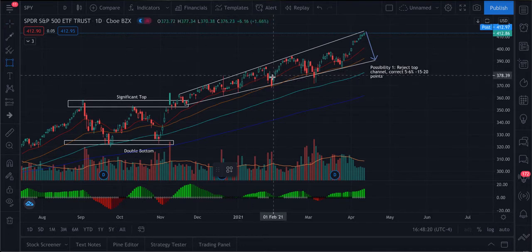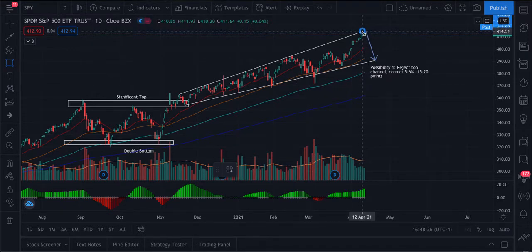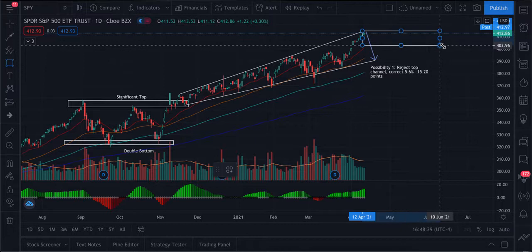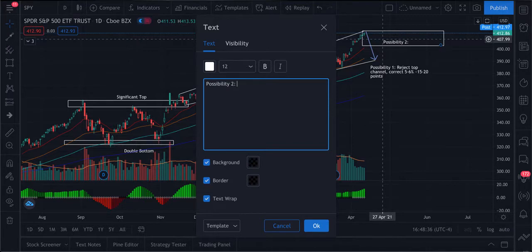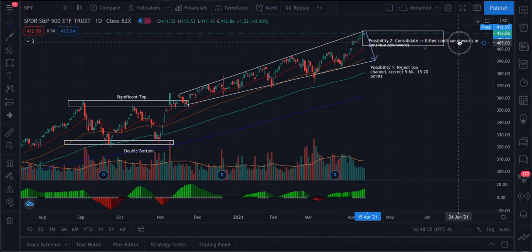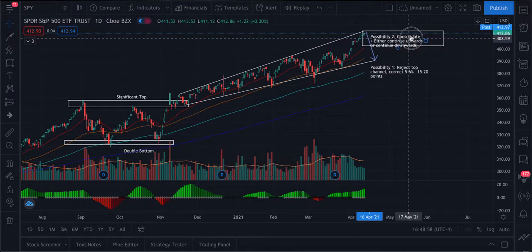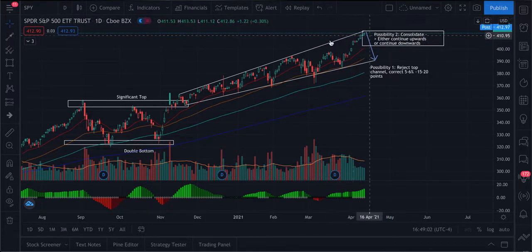So that's one possibility. Another possibility, like we've seen, well, we haven't seen it in this channel, right? But we could see another possibility of some consolidation, and then after consolidation, either continue upwards or continue downwards. If we do see consolidation here, what I will take this as is bears and bulls are putting up a big fight. This is another super huge key level, something like this level right here, and stuff could go down from there.